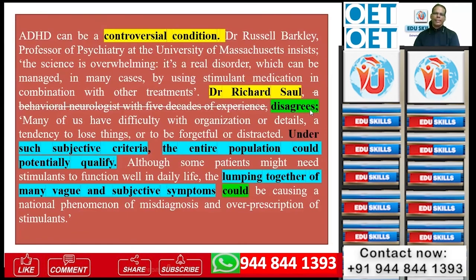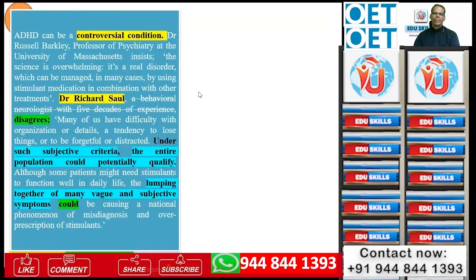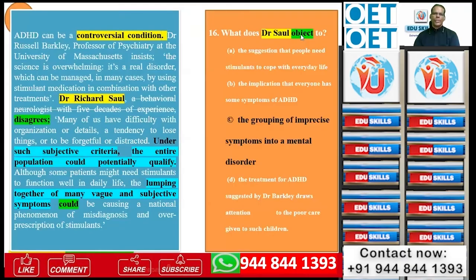Here there is "disagrees." There's a word we'll look into in the comparison of question and passage. See, Dr. Saul objects. Here it is "disagrees," so the synonym is being used. Objection, disagreement. So the name is given here, the name is given here. So immediately you can launch into the answer.